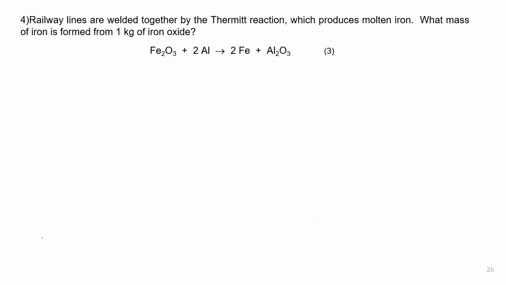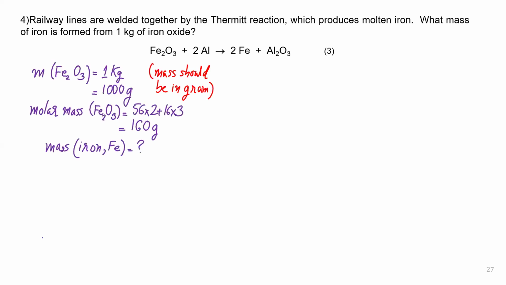Railway lines are welded together by the thermite reaction which produces molten iron. What mass of iron is formed from 1 kg of iron oxide? You have to be a bit quick because the time is finishing. You have to see question number 4. I have shared the file with you. Okay. So you have to quickly make a data.